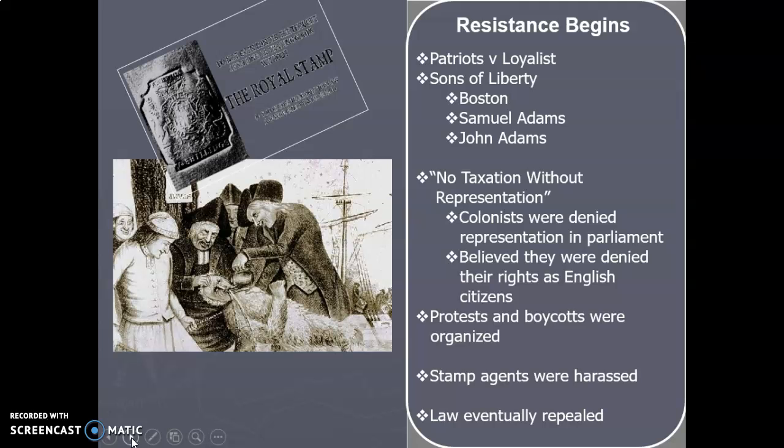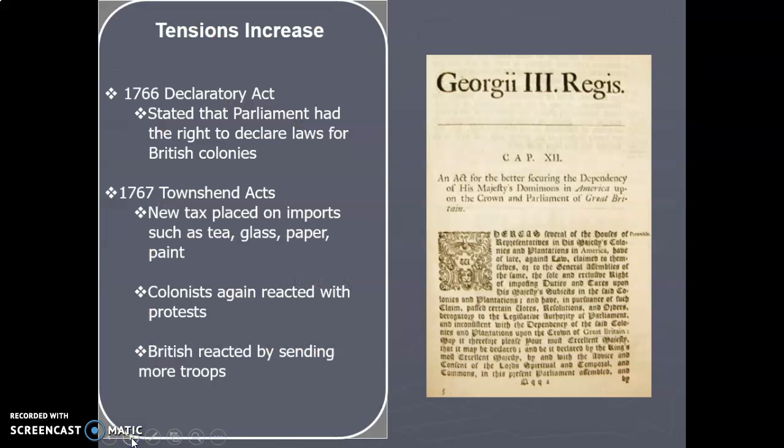The colonists were being denied representation in Parliament, the lawmaking body of the British Empire, and they believed that their rights were being denied to them. And so they said we shouldn't have to pay taxes if we don't even have the right to vote on them. So protests and boycotts broke out. Stamp agents were harassed, and eventually this law was repealed simply because Britain went into a depression. One-third of the British economy depended on colonial trade, so that's why the law was repealed.